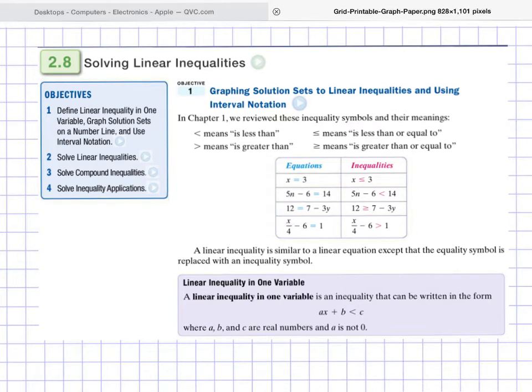A linear inequality is similar to a linear equation, except that the equality symbol is replaced with an inequality symbol. That's the only difference in their look. Here is a definition of what a linear inequality is. A linear inequality in one variable is an inequality that can be written in the form ax plus b is less than c, or greater than c, or less than or equal to c, or greater than or equal to c, where a, b, and c are real numbers and a is not 0.